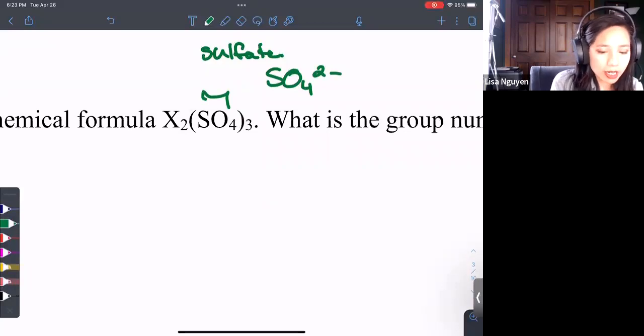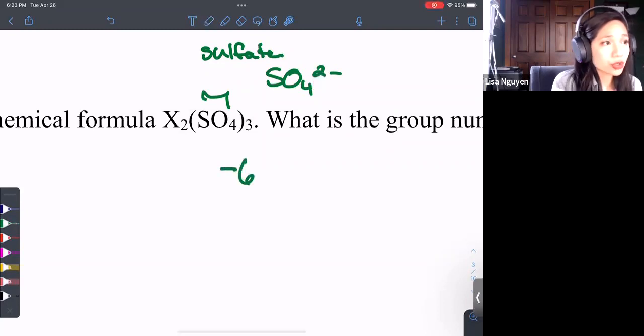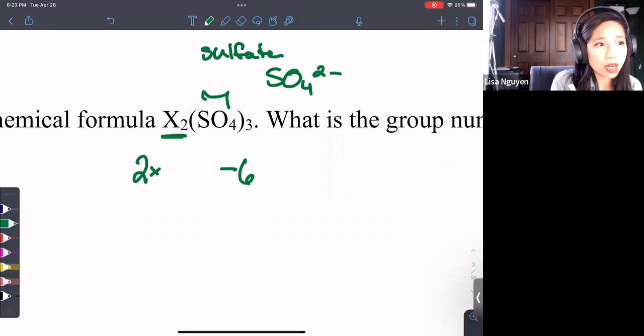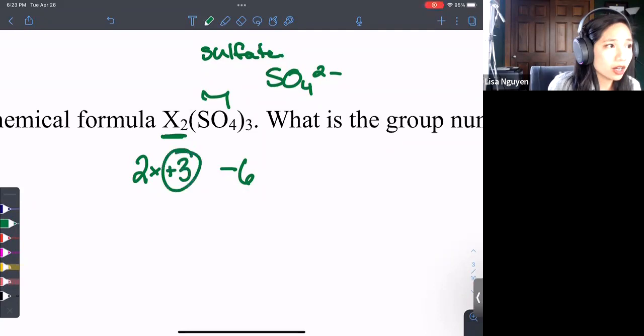So I see, okay, there's 3 sulfates here. Each sulfate is a -2 charge. Since there's 3 of them, there's a total of a -6 charge coming from anions. So our X component here has to balance that out so everything's neutral. And there's 2 of them. So I think, okay, 2 times what equals +6, because we need the cations to even out the negative charge within there. So I know X has to be a charge of +3.